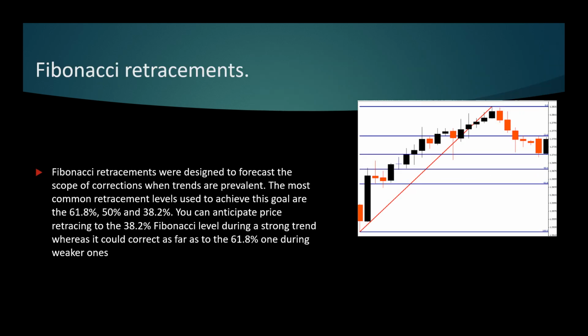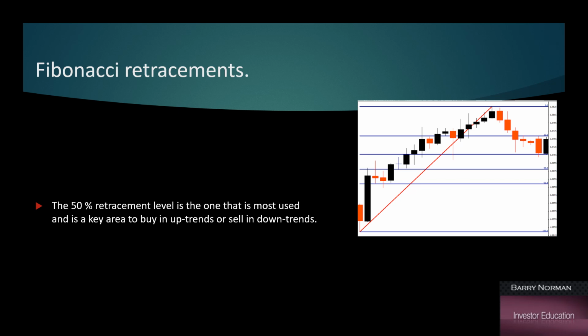Now, Fibonacci retracements were designed to forecast the scope of a correction when trends are prevalent. The most common retracement levels used are 61.8, 50, and 38.2. And these are very important because these will help you see, or define, whether it's really a retracement or a reversal. Now, the 50% retracement level is a key area to buy in uptrends or sell in downtrends. 50% is not a Fibonacci number, but because it's such a popular retracement, we put that on our charts along with the Fibonacci levels.